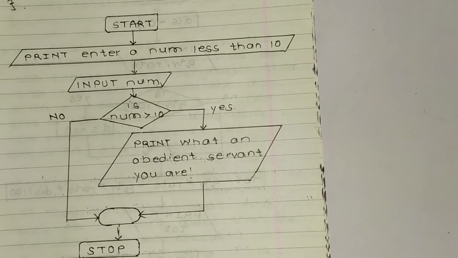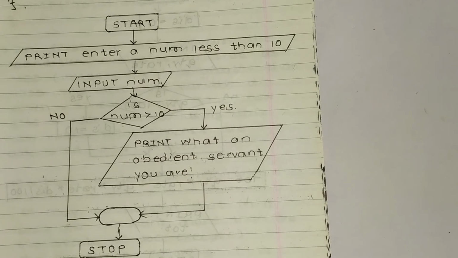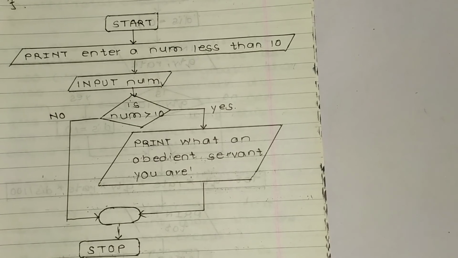First we are starting, so start is written, then the arrow is pointed to print enter a number less than 10. So here we are printing that enter a number which is less than 10. Now the arrow is pointing towards input num. That means input num means we have to enter that number and receive that input of that number. Now the arrow is pointing toward is num less than 10.